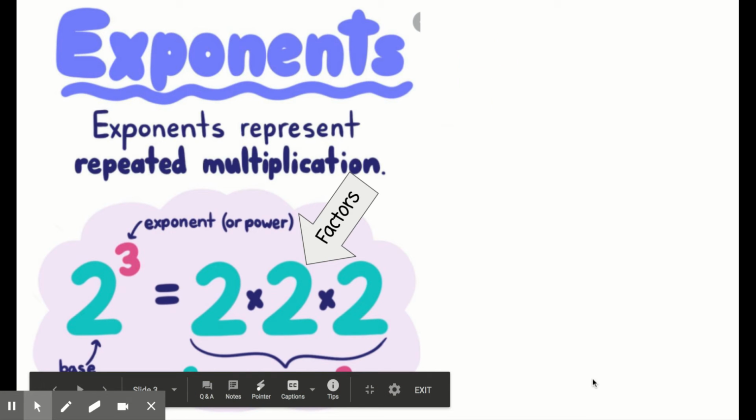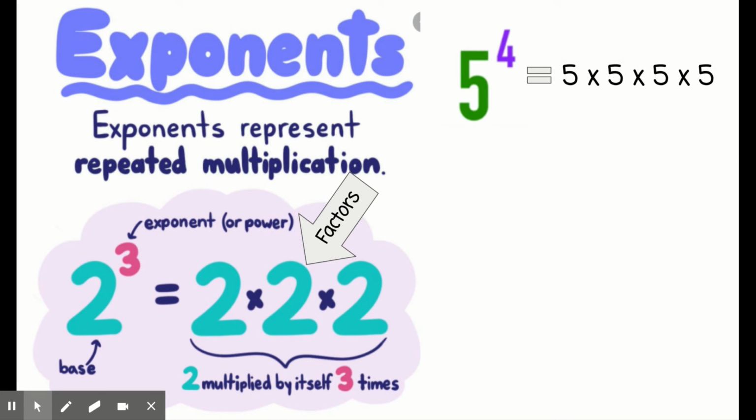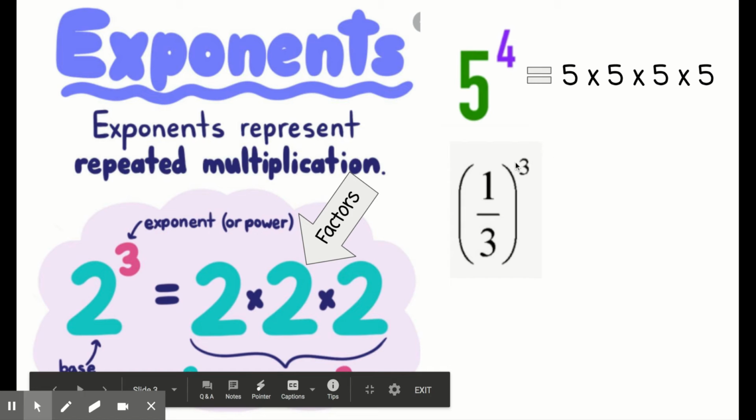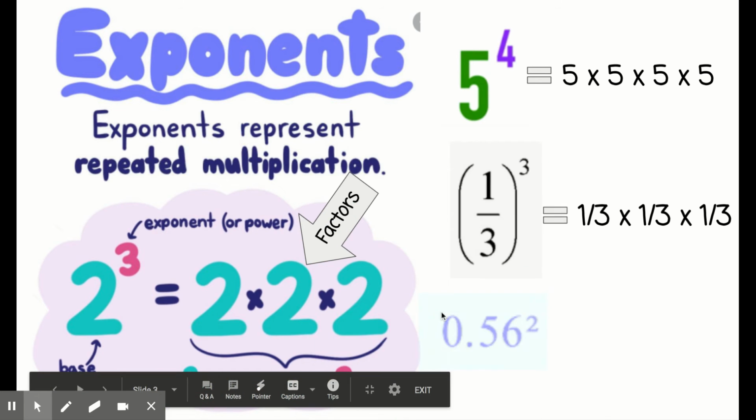Okay, so let's go ahead and take a look at a couple examples. We have the base number 5 to the power of 4. This means that we are multiplying that base number times itself 4 times. So 5 times 5 times 5 times 5. What's really cool is we can also do this with fractions. So this is 1/3 to the power of 3. So 1/3 times itself 3 times. And we can also do it with decimals. We can do this with all kinds of numbers. So these are just a few examples.